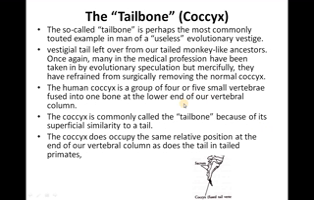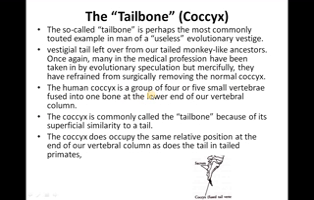Tailbone, the so-called tailbone. It is perhaps the most commonly cited example in man of a useless evolutionary vestige: the vestigial tail left over from our tailed monkey-like ancestor. Once again, many in the medical professions have been taken in by evolutionary speculations, but mercifully they have refrained from surgically removing the normal coccyx.